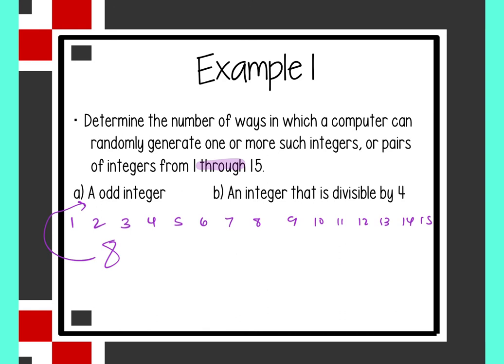All right, so B says an integer that's divisible by 4. So how many integers here are divisible by 4? Or what are they? 1, 2, 3. Good. So for right now, we're just counting the number of ways. The instruction says or pairs of integers because it also could have said like 2 numbers that sum to something. That's what that means.